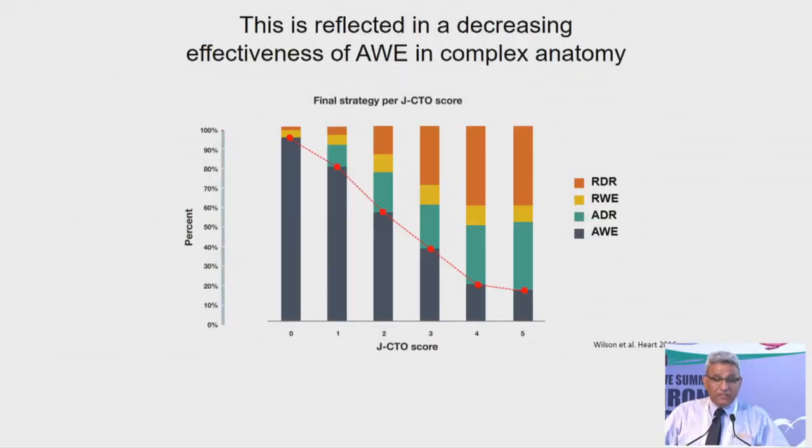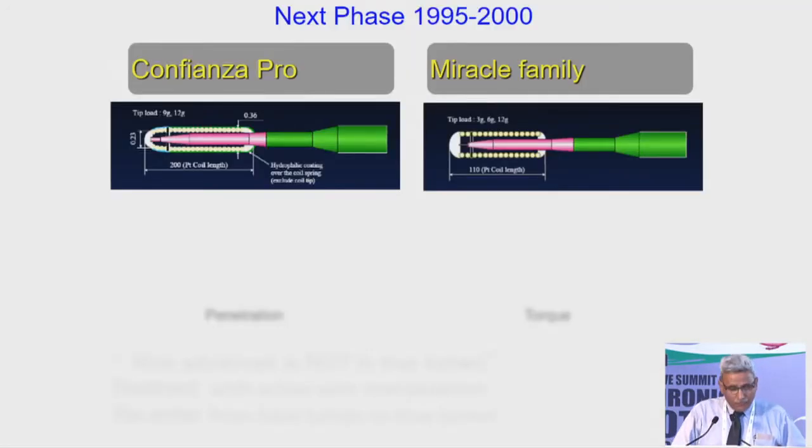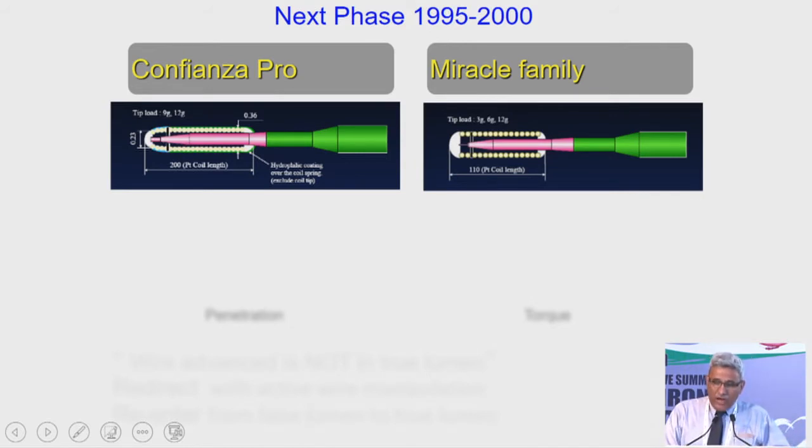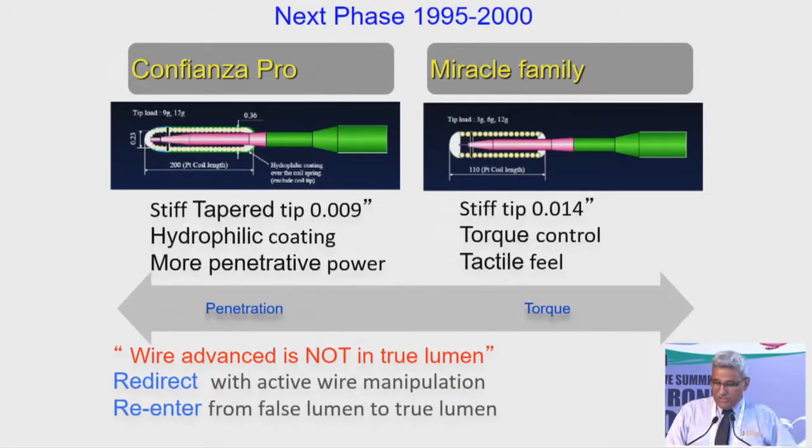So this is reflected in decreasing effectiveness of antegrade wire escalation in complex anatomy, as the final strategy may change as per rising JCTO score. And this may need alternate strategies, especially if there is some tortuosity and calcification along the length of the CTO. So coming back, we had two sets of wires, a wire which was more hydrophilic like the Conquest family, and a wire which was more controllable like the Miracle family, which gave us a little tactile feel. And this is how we started doing our CTO interventions.